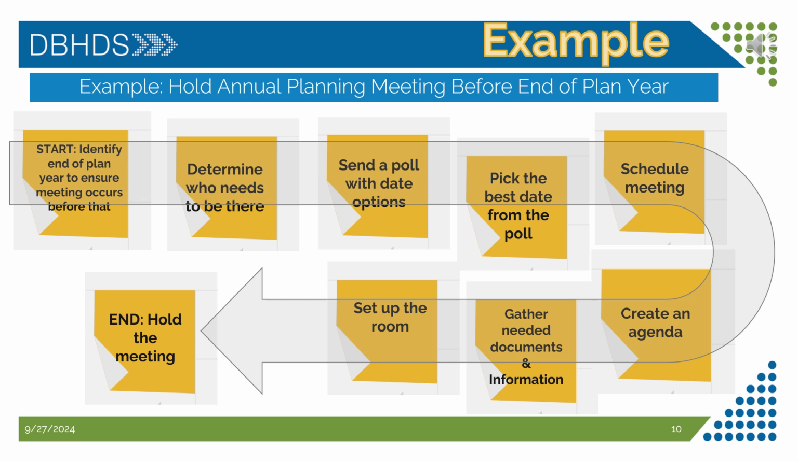Let's go back to our example of holding the annual planning meeting before the end of the plan year. Here, the group has used sticky notes to write down the steps needed to hold an annual planning meeting. They've indicated which one is their start step, which is to identify the end of the plan year to ensure the meeting occurs before that. And the end step is to actually hold the meeting. Some other steps that have been identified and put on sticky notes: determine who needs to be there, pick the best date, set up the room, schedule the meeting, and so forth.